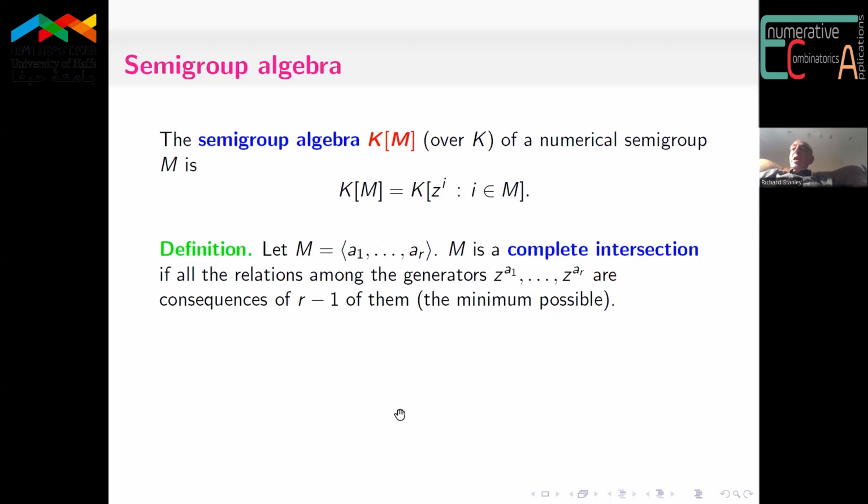And we say, and this is a definition from commutative algebra, that M is a complete intersection if all the relations among the generators Z to the A1 up to Z to the AR are consequences of only R minus one of them. This is the minimum possible number of relations. We have R generators, and we want the minimum number of relations, R minus one.